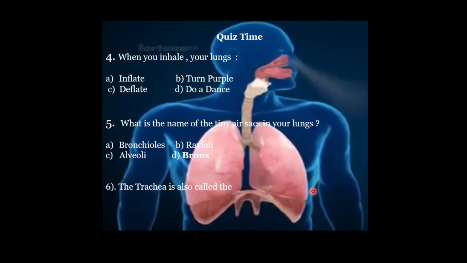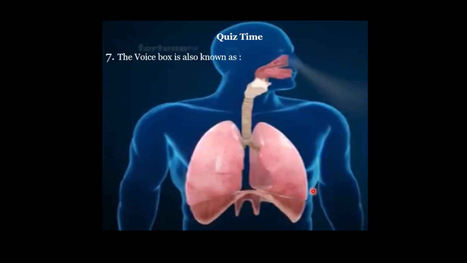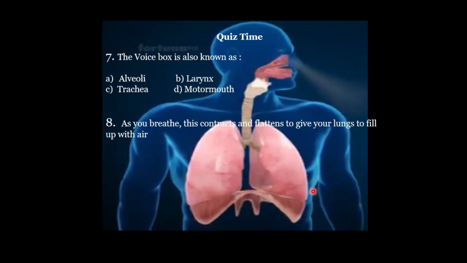Number 6. The trachea is also called the A. Lungs, B. Diaphragm, C. Windpipe, D. Bronchus. Number 7. The voice box is also known as A. Alveoli, B. Larynx, C. Trachea, D. Motor mouth.